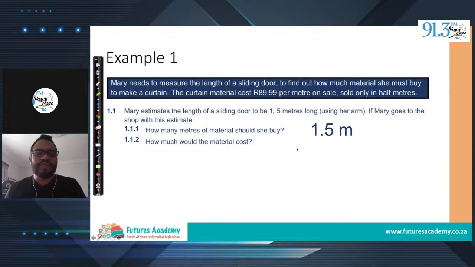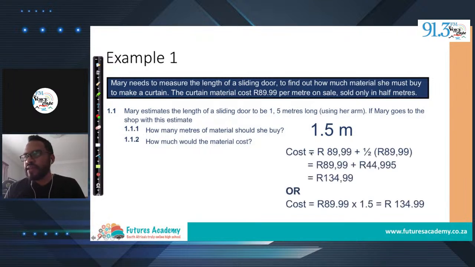Okay, now how much would the material cost? It's simple, right? It's going to be 89.99, and at grade 12 level, remember in rands, multiplied by 1.5.